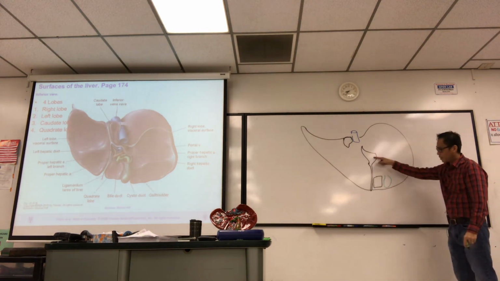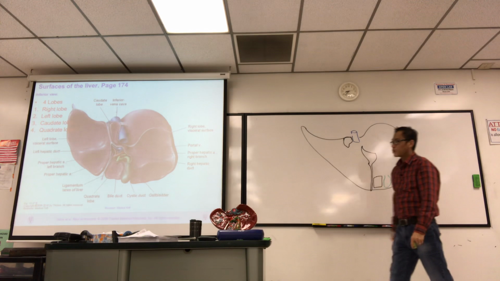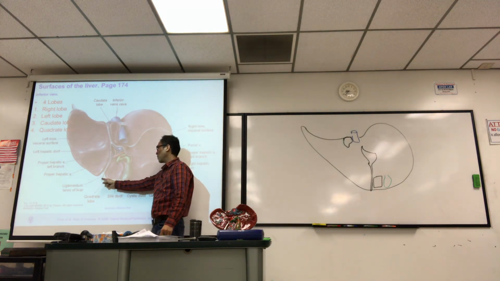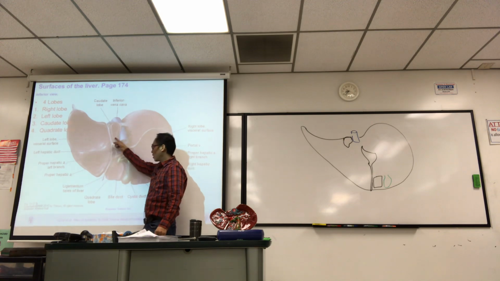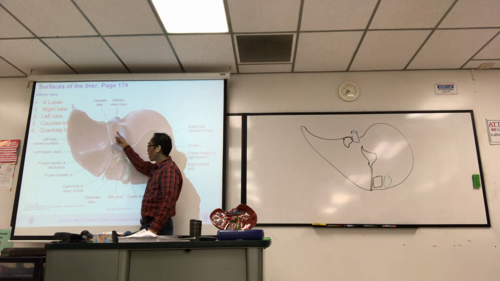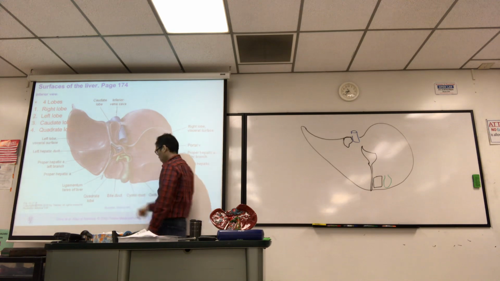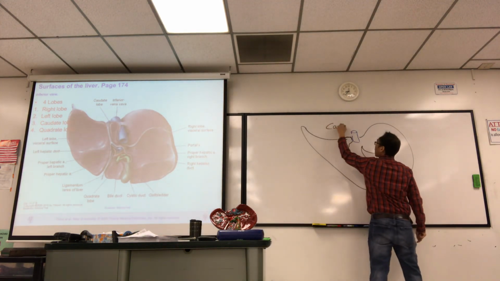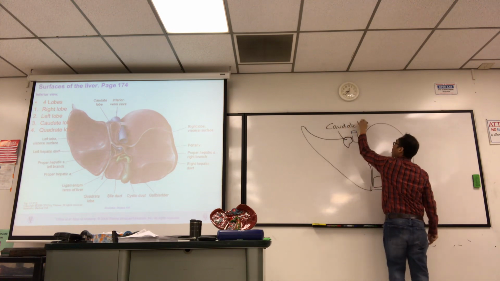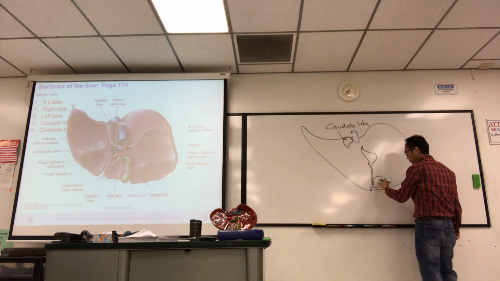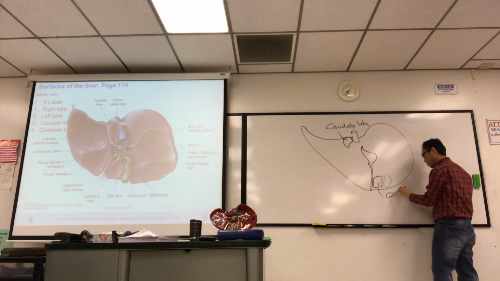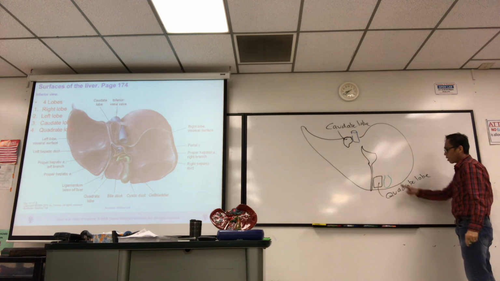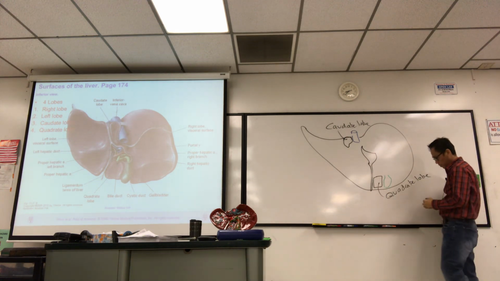Okay, there's a little opening here, but on this side, you have the round ligament from this view, the ligamentum teres. This lobe and this lobe are called caudate and quadrate. Caudate means tail, and the four-sided one is quadrate. The quadrate lobe is right next to the gallbladder.